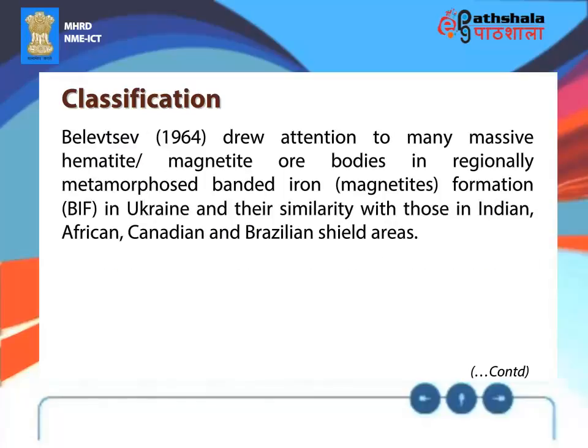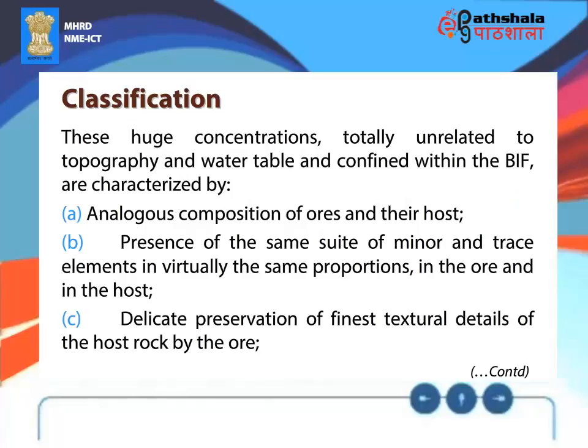Beliavtsev 1964 drew attention to many massive hematite-magnetite ore bodies in regionally metamorphosed banded iron formation (BIF) in Ukraine and their similarity with those in Indian, African, Canadian and Brazilian shield areas. These huge concentrations, totally unrelated to topography and water table and confined within the BIF, are characterized by: A. Analogous composition of ores and their host.